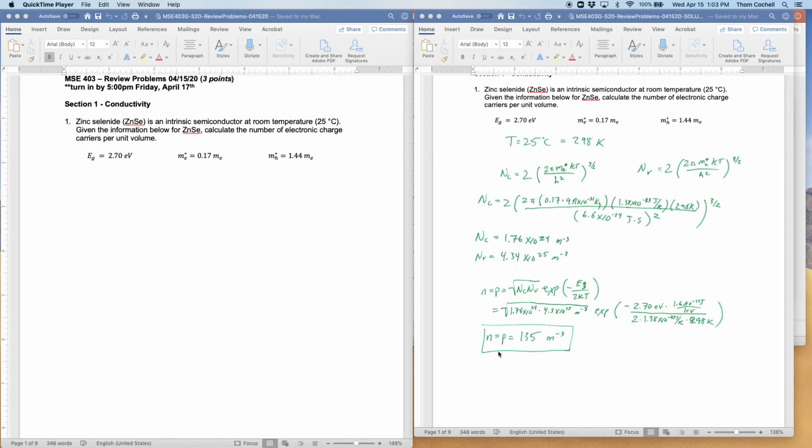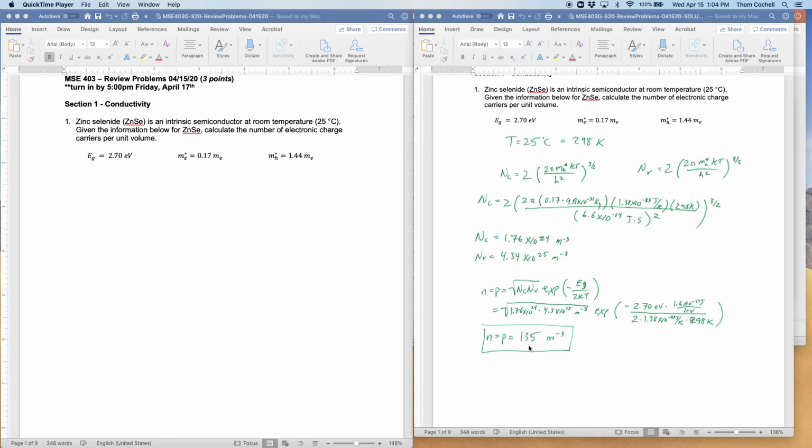In this case, since it's an intrinsic charge carrier, that's why I have N equals P, not N times P. Because it's intrinsic, those should be equal. And so they equal 135 per meter cubed. And so again, based on what we've seen, that's a pretty low number to have per meter cubed. All right, so that's all this question is asking for, the charge carriers per volume.